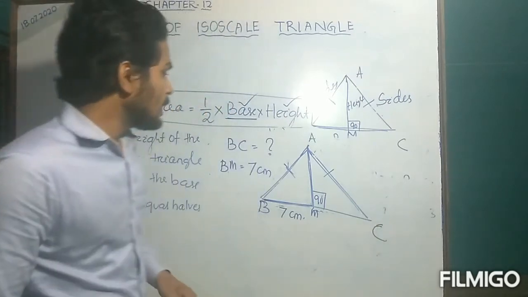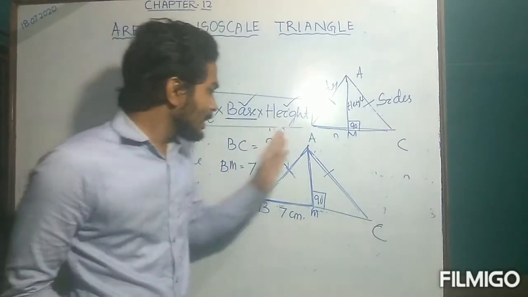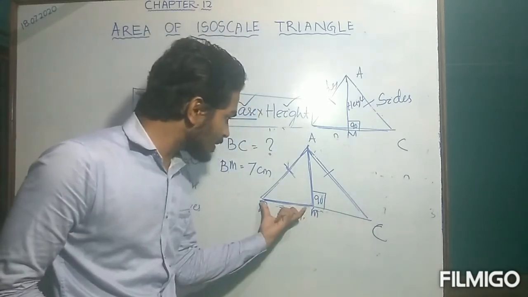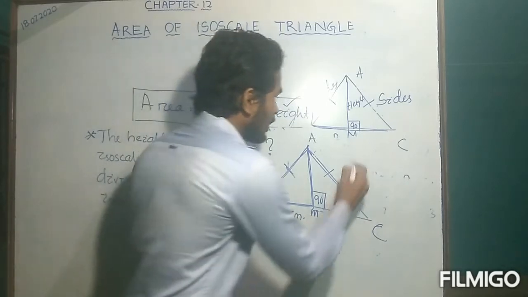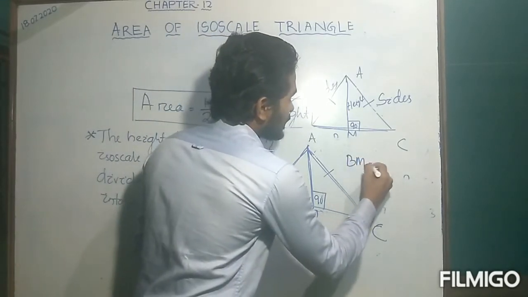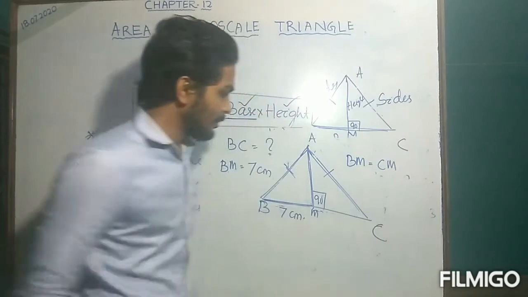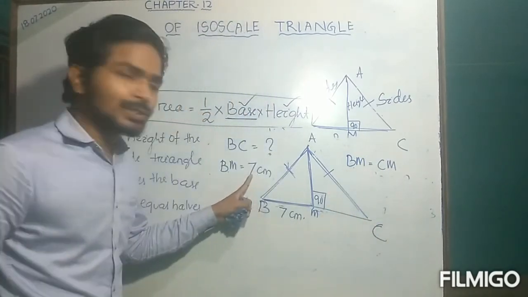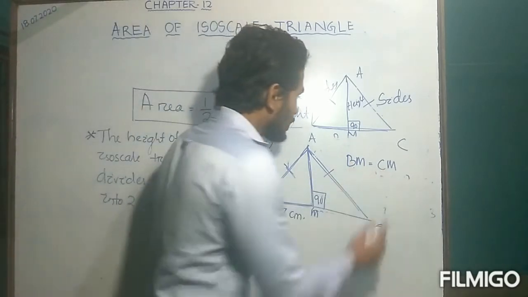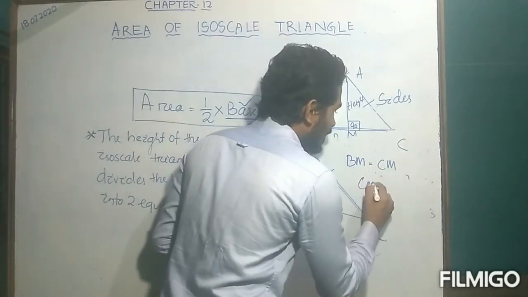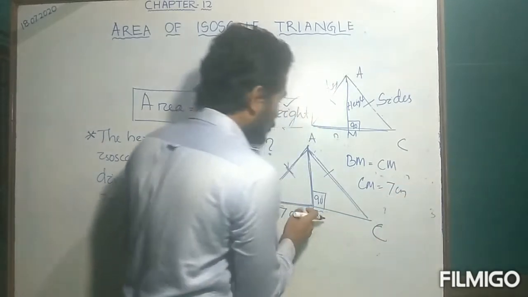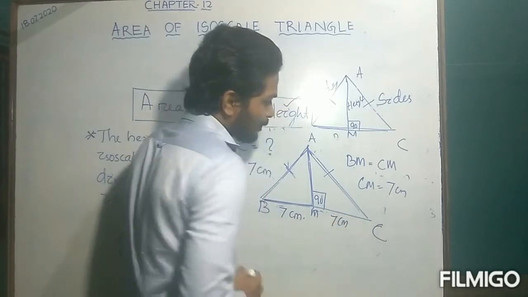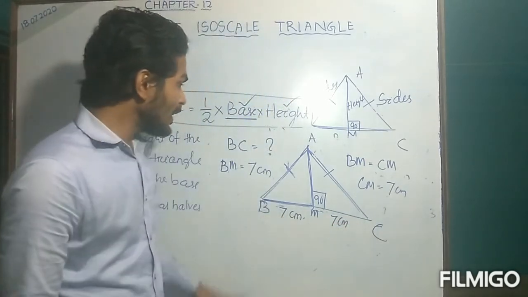Clear now? So how? Since we know that the perpendicular height divides the base into two equal halves, this half is equal to this half, or BM is equal to CM. Since BM is 7, what is the value of CM? CM is also 7, because these two halves will be equal. So if it is 7, it is also 7. Okay. Now we need to find BC.